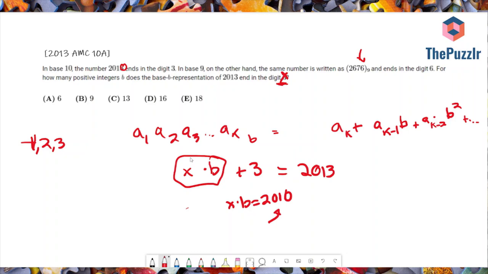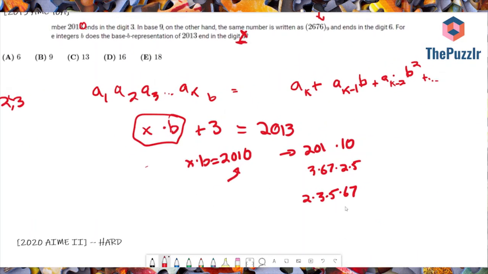Let's start by finding the prime factorization of 2010. Well, it's equal to 201 times 10. 201 is equal to 3 times 67, and then 10 equals 2 times 5. So we have 2 times 3 times 5 times 67 as the prime factorization. Okay, so what does that mean? Well, if you remember from all the way in the beginning, the number of divisors of this number is equal to 2 times 2 times 2 times 2, so 16. But 1, 2, and 3 don't work. All other 13 possible bases are valid, so our answer is C.